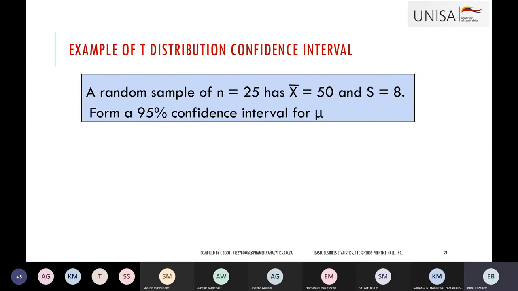A random sample of n equals 25 has the mean of 50 and the standard deviation of 8. Form a 95% confidence interval. They haven't given me sigma, so it means my population standard deviation is unknown. They have given me S, which is my sample standard deviation. Therefore, I'm going to use the formula X bar plus or minus my critical value of t alpha divided by 2 and the degrees of freedom times the standard error, which will be my sample standard deviation divided by the square root of n.